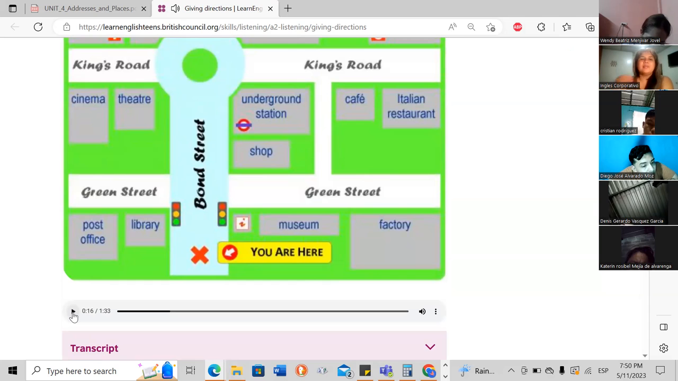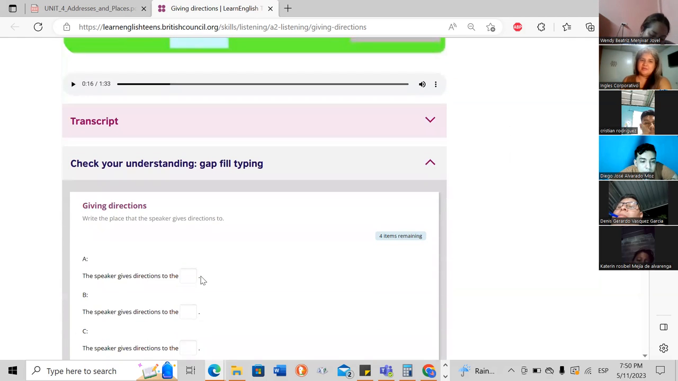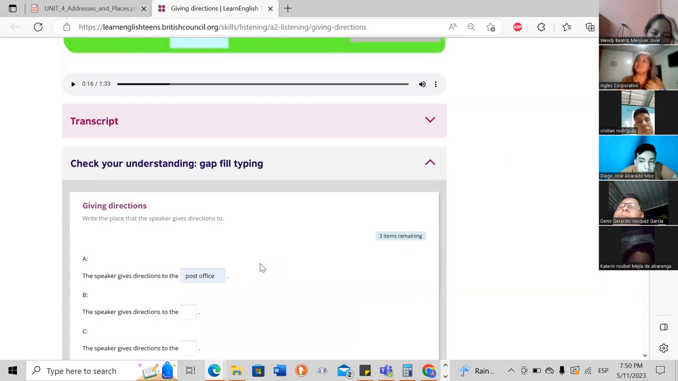B. ¿Dónde está el building, dice? Next. Green Street and the next library. Next to the library, dice, ¿verdad? So, yes. Which place is that? Post office. That will be the post office. Ya está acá, ¿bien? Usted en post office. Ok, pay attention to number, speaker B, ok.